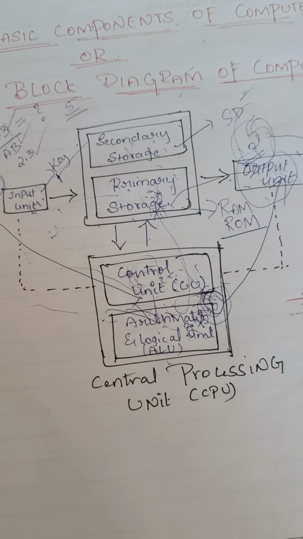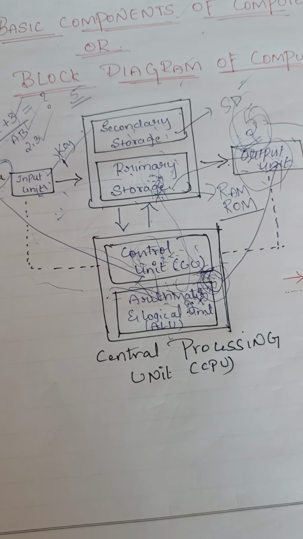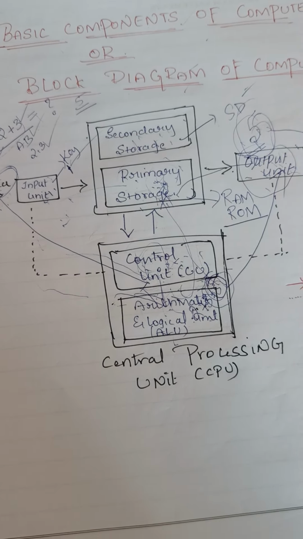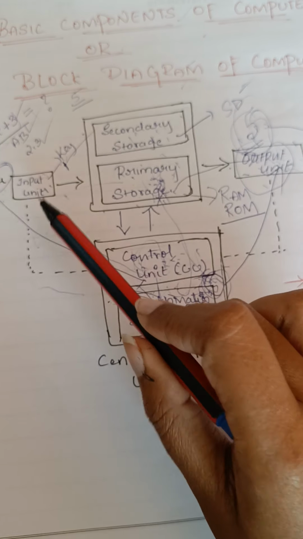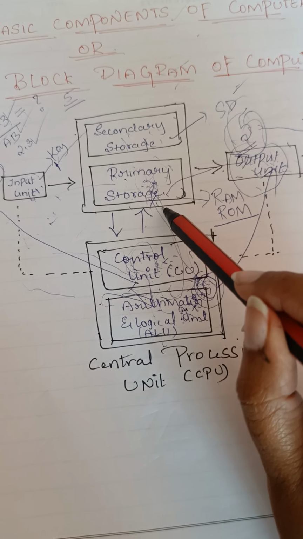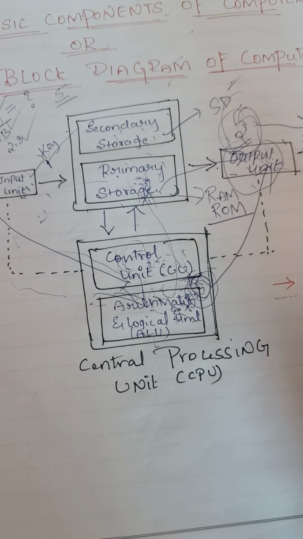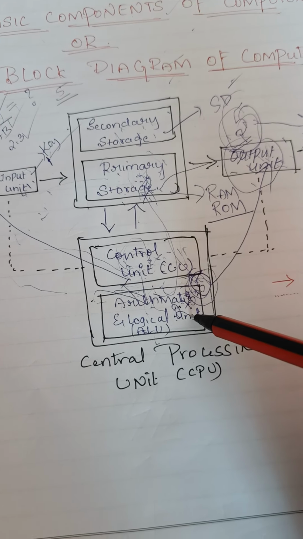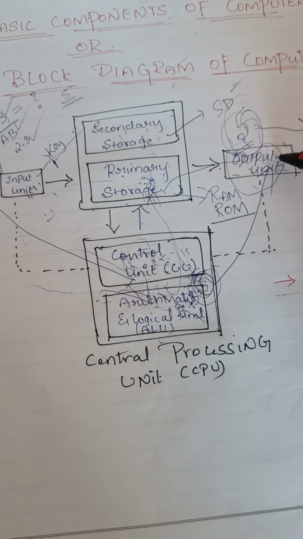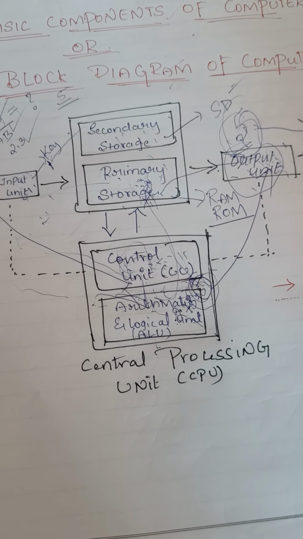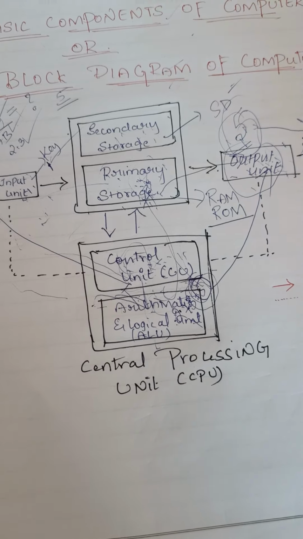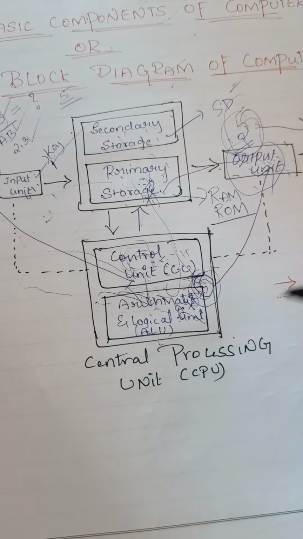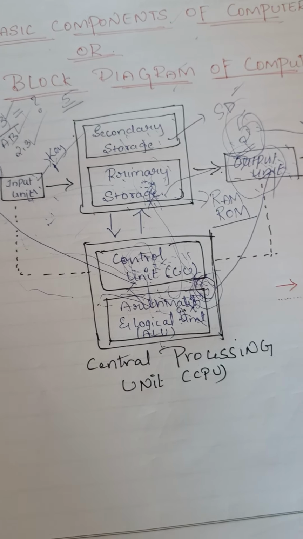So thank you, students. You have to explain all the units in detail. For the input unit, you have to explain its functions, and the secondary storage and primary storage functions, and the names of those devices. Then the control unit functions, the arithmetic unit function, and the output unit, what it means, and its devices and their functions. If you explain all these things, you get the complete 5 marks.